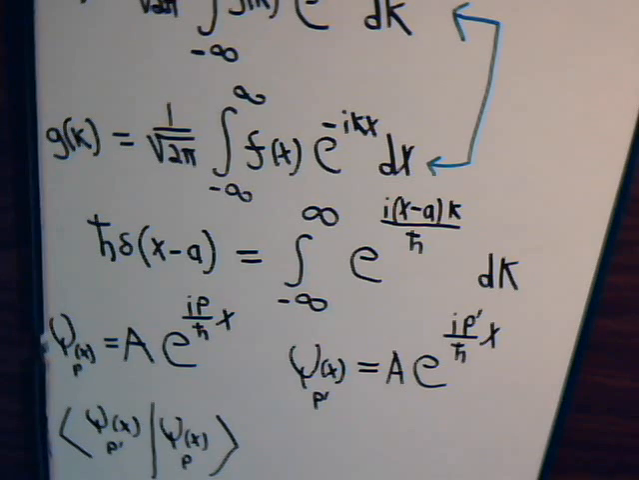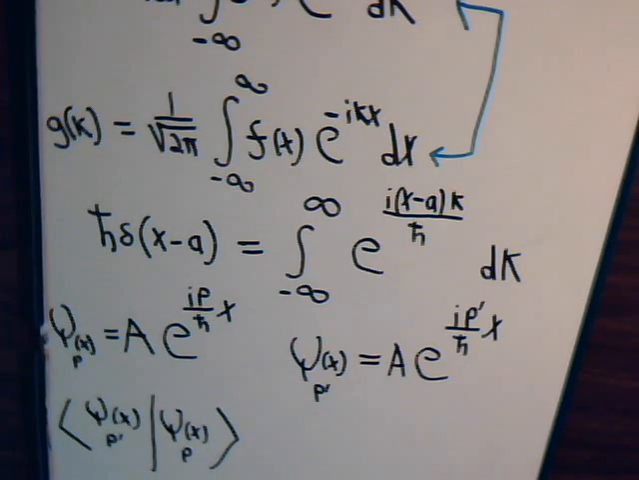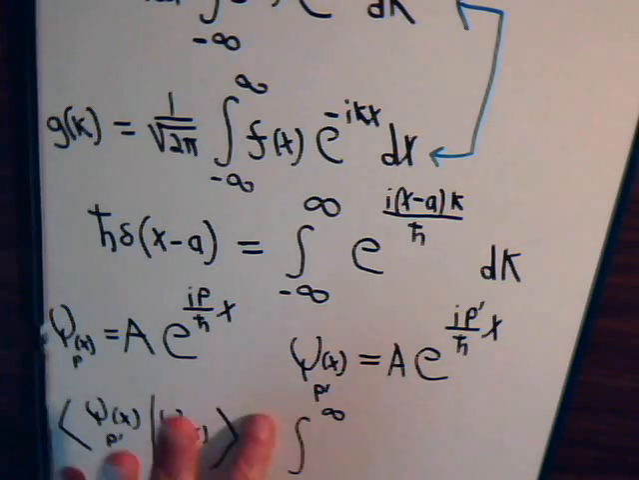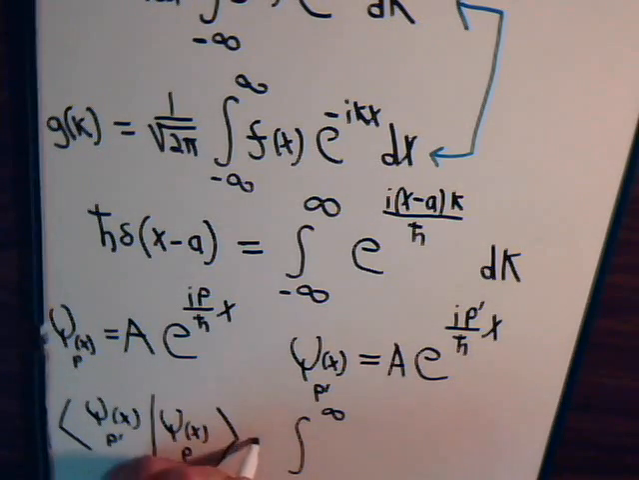And as we discussed in the previous videos in our series, this is equal to the integral from minus infinity to plus infinity of psi p prime of x, we take the complex conjugate of it. This is now a bra vector. And also we're going to have A times A, two constants. Those would be at the outside.